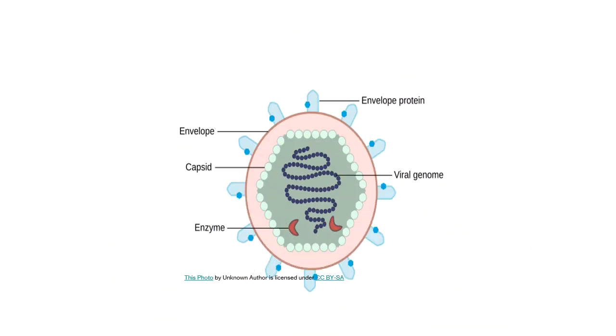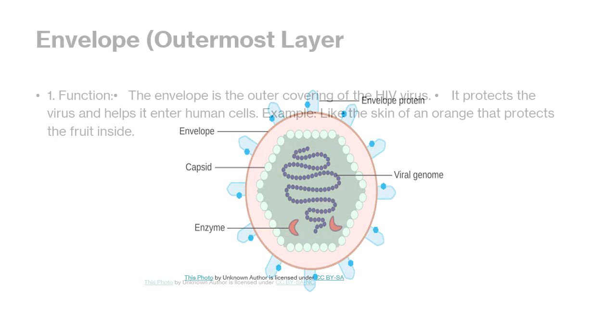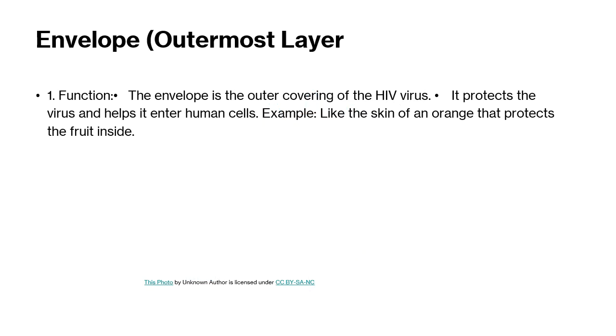Some of the parts of this virus are the envelope, capsid, enzymes, the envelope proteins, and the viral genome, as you can see on the picture. So I'll go straight to the parts, explaining some of the functions.